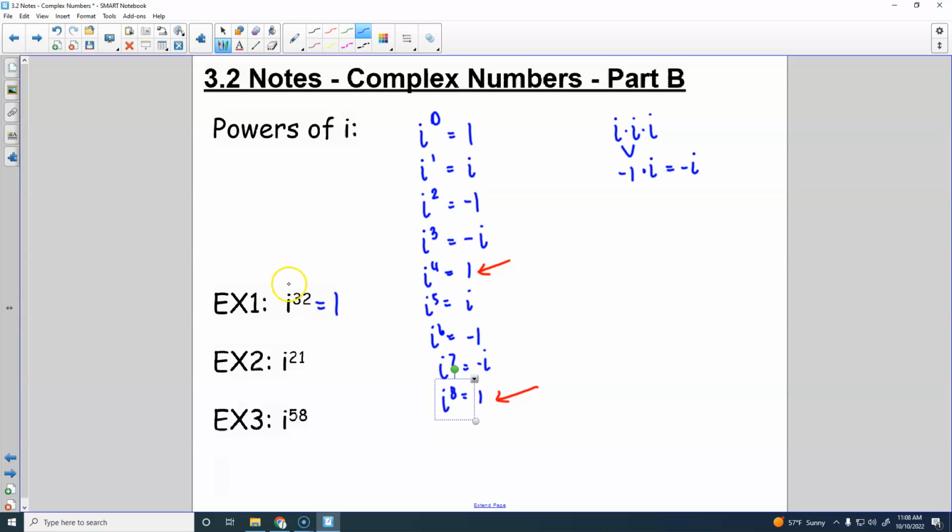All right, so 32 is divisible by 4. You can think of writing it like this. This is like i to the 4th 8 times, right? But i to the 4th is just 1. And 1 8 times is still just 1.